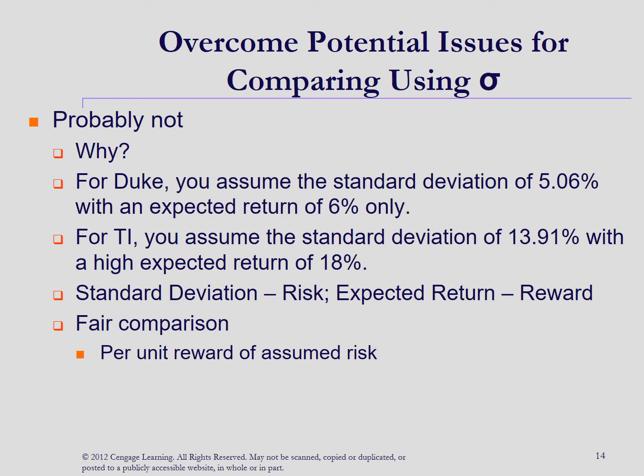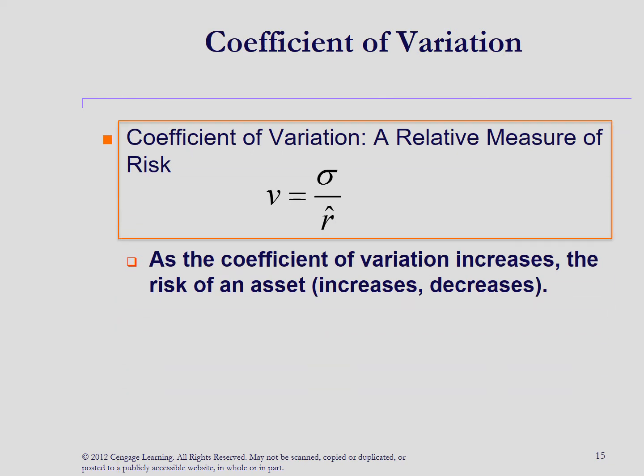For investments with different expected returns, we propose a relative risk measure per unit reward of assumed risk to address the riskiness of the investments. The relative measure of risk per unit reward of assumed risk is calculated by the standard deviation divided by the expected return, which is also known as the coefficient of variation. We see that as the coefficient of variation increases, the risk of an asset increases.